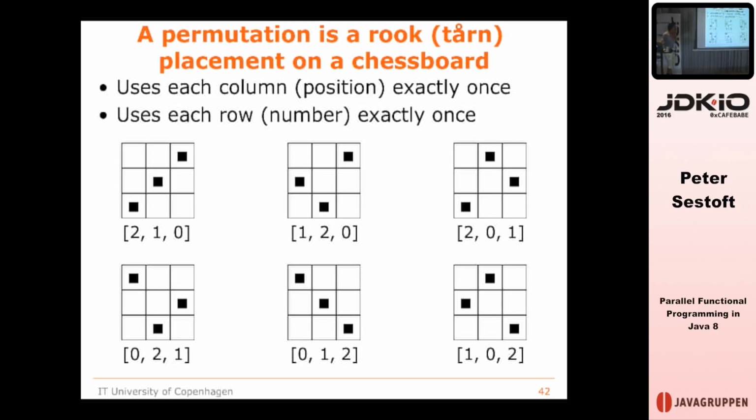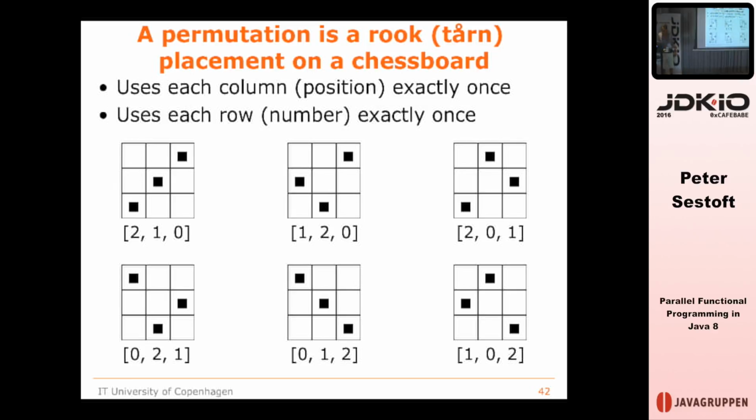But there's more fun to say about that, because what is a permutation? You can look at it as the solution to the problem of putting 3 rooks, torn, on a chessboard so that they can't attack each other. So here are the 6 permutations. Here's the first permutation with a rook in row 2, rook in row 1, and a rook in row 0, and another one with rook in row 1, rook in row 2 and rook in row 0.